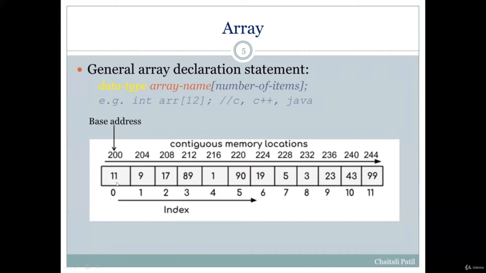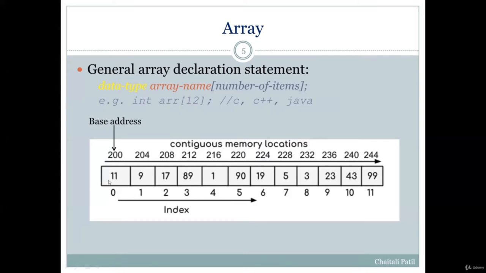The next element will be stored at 200 plus 4, that is 204 location. The next element will be stored at 204 plus 4, that is 208. Why plus 4? Here we have considered that for storing one integer, it takes 4 bytes. So likewise, all the elements will be stored in memory contiguously.